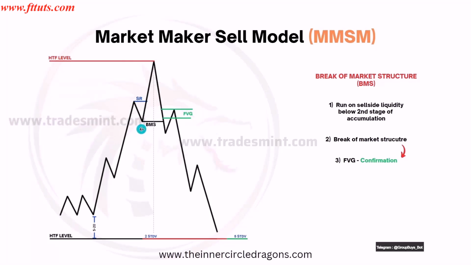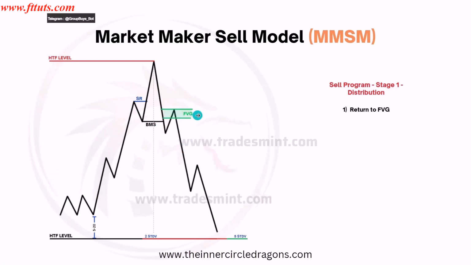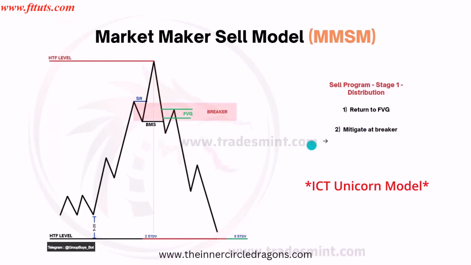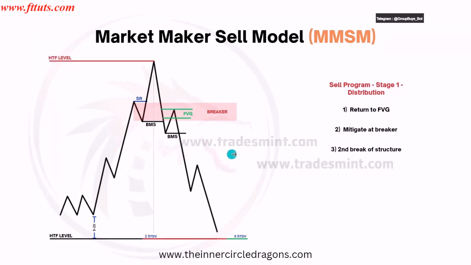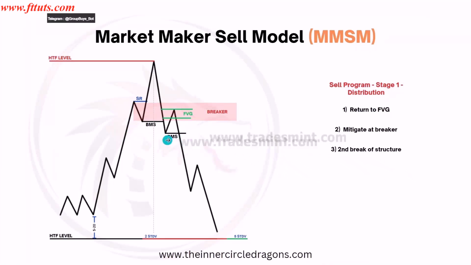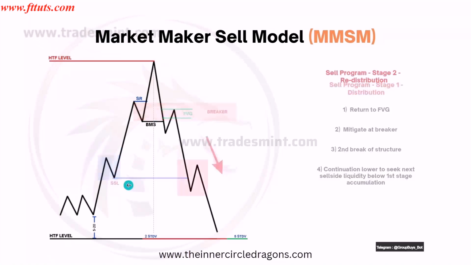In this area, we will have our first stage of distribution, where we return to the fair value gap inside of the leg that broke structure, and we will mitigate at the breaker, which is the down close candles that rest inside of the final stage of accumulation. We then have a second structure break and then a continuation lower to seek the next sell side liquidity below the first stage of accumulation.